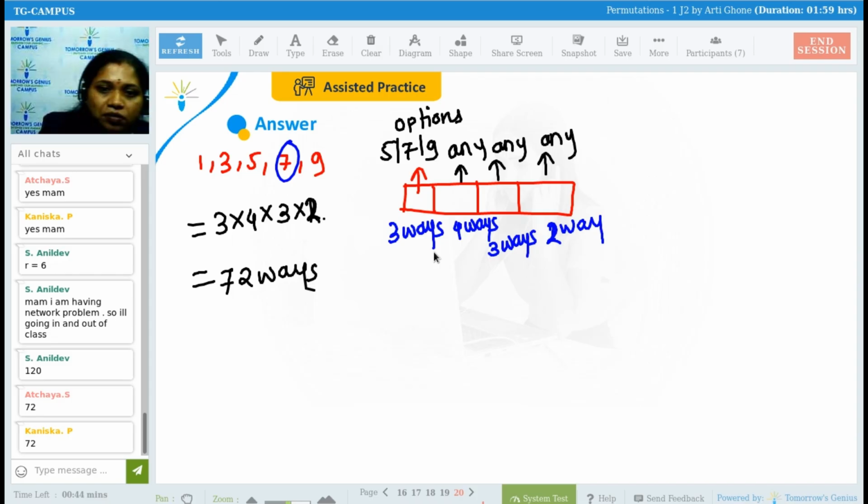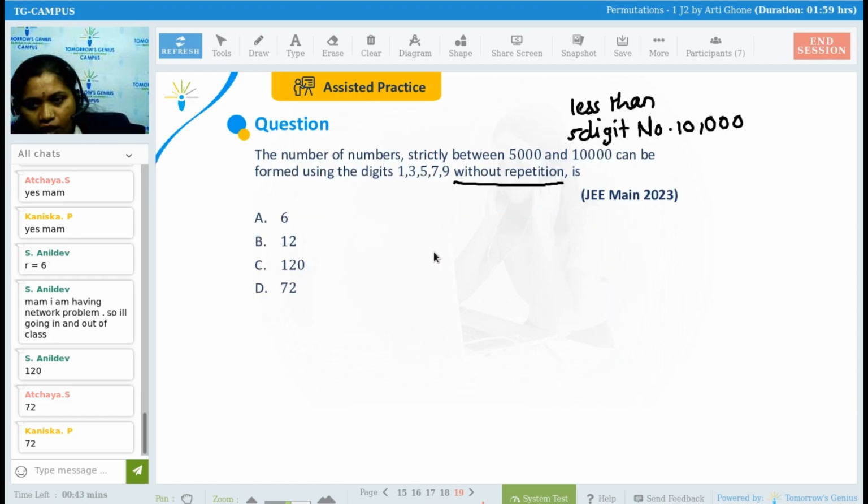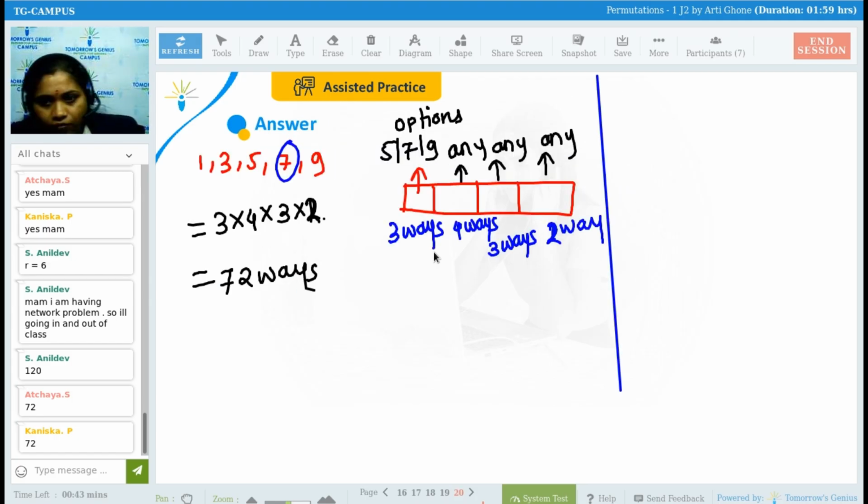Just have attention. See, permutation combinations can be expressed in how many ways. Here only I am changing the question orally. I have this data, but I'm not considering this one word, without repetition. Without repetition is not there. Repetition is fine. We just want a number greater than 5,000 to 10,000. Clear? And repetition is fine. What will be the change in the answer? Who will think on this?